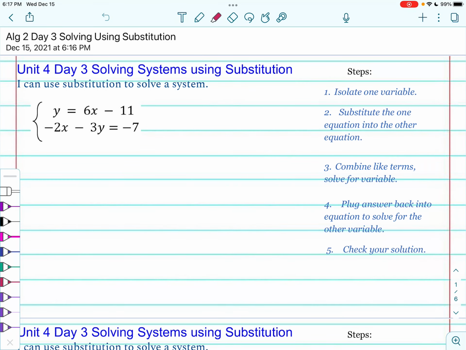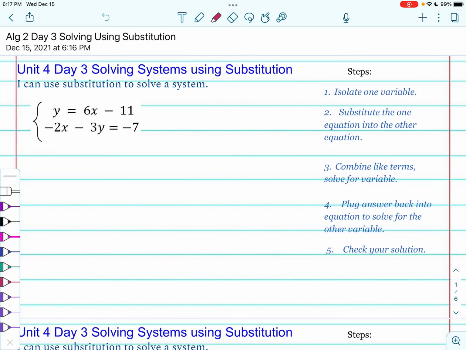So we've spent days 1 and 2 talking about solving by graphing. And then we talked about when graphing, we can have intersecting, one point where they touch, parallel, no touching, and coinciding where they touch all the time or they're the same line. So graphing is not the only method to solving systems of equations. So the method we're going to talk about today is called substitution.